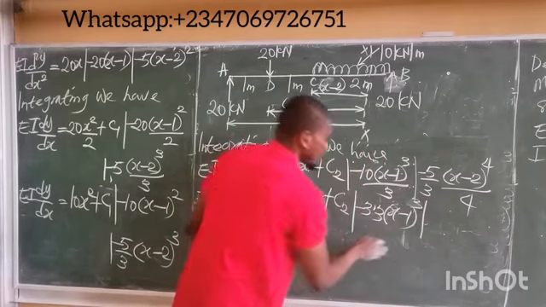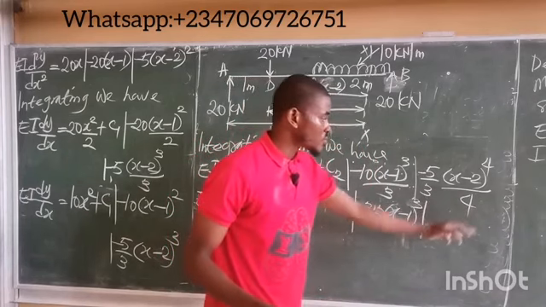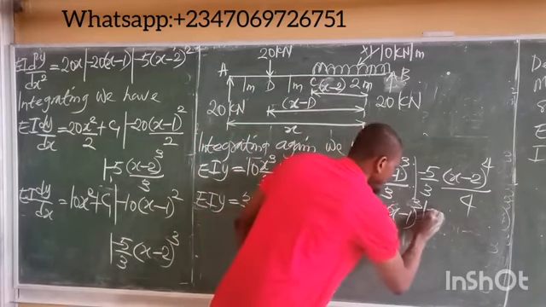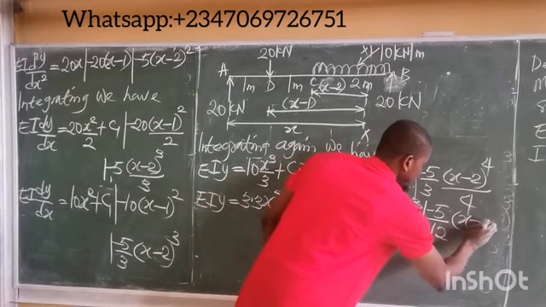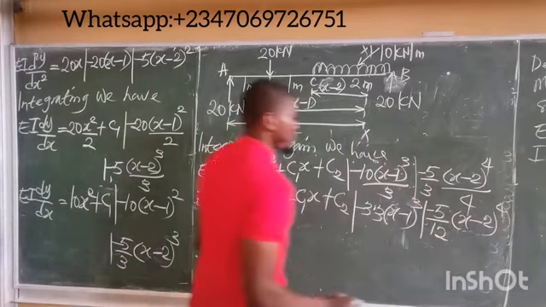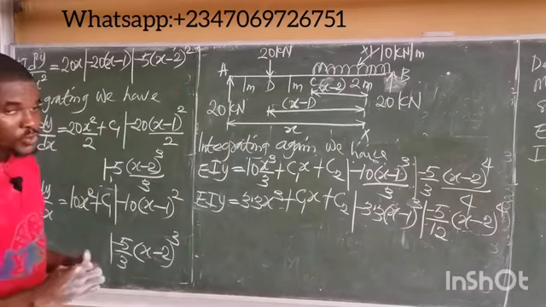Put down your Macaulay's bracket. Same thing here. Here I have 3 multiplied by 4, and that's simply 12. So this is simply minus 5 all over 12 into x minus 2 to the power of 4. Okay, so you have that. So this is called the slope equation.